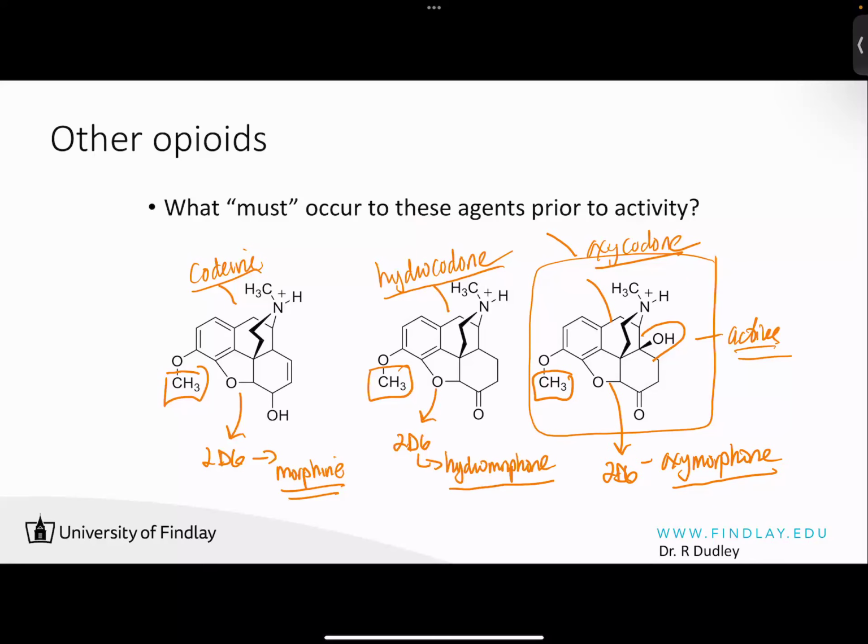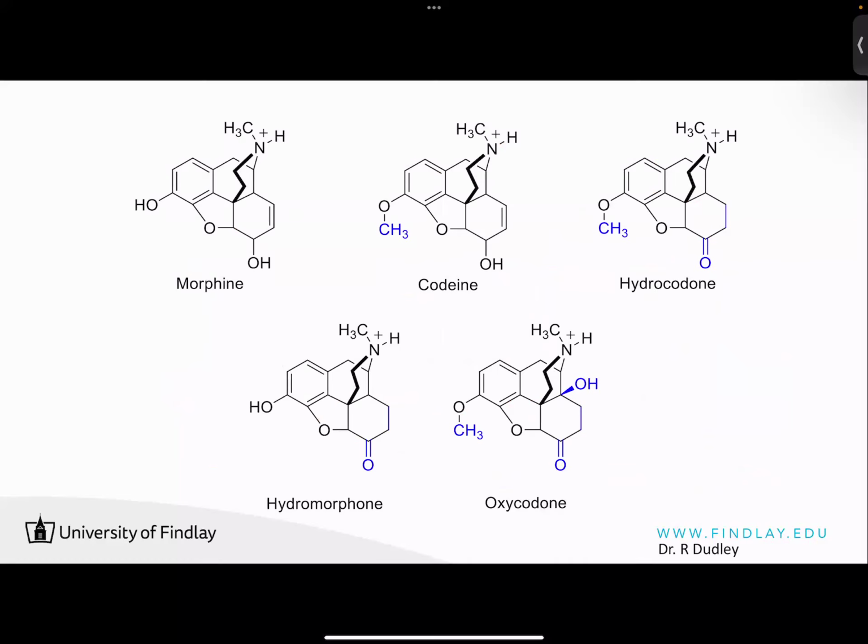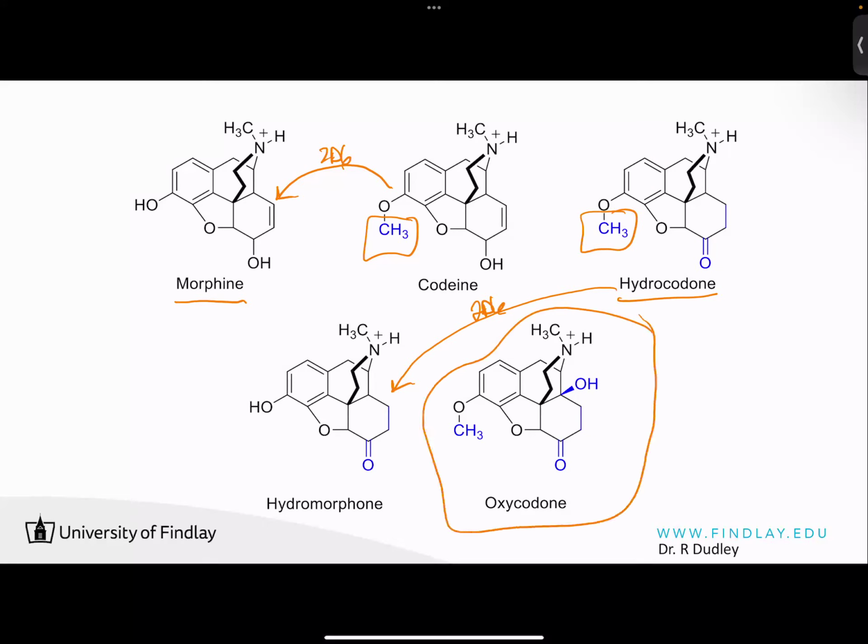All right. And then before we take a break, here's a survey of the structures. Again, the prototype is morphine. Codeine is the methyl ether analog of morphine. Codeine gets converted to morphine via 2D6. Hydrocodone is the methyl ether analog of hydromorphone. And again, 2D6 will convert hydrocodone into hydromorphone, but oxycodone stands alone because of the alcohol at the 14 position. It is active as is.